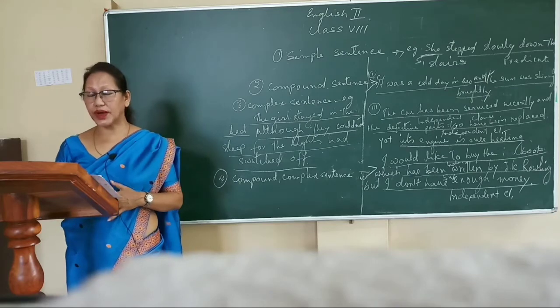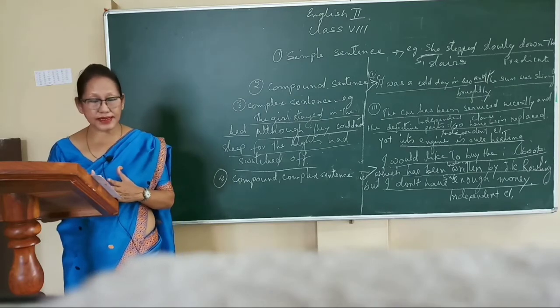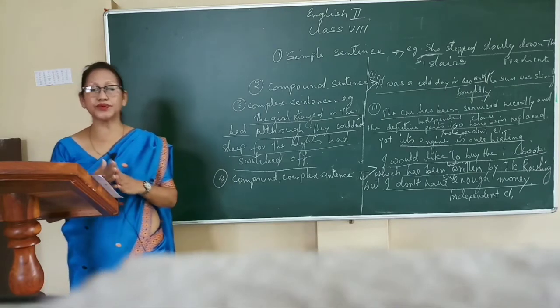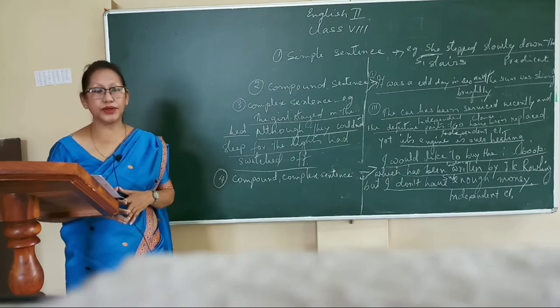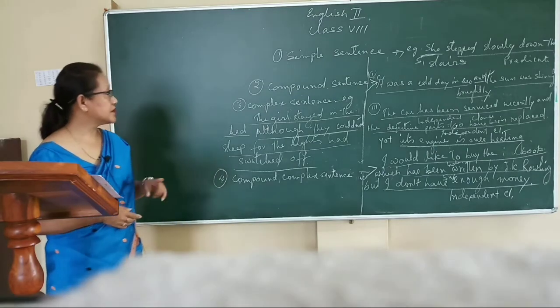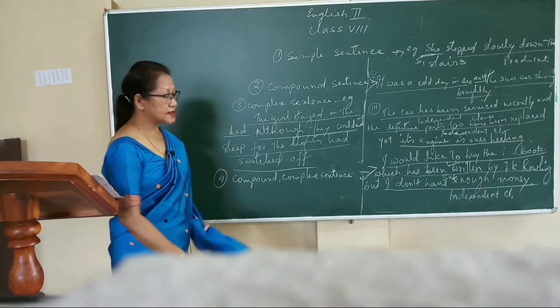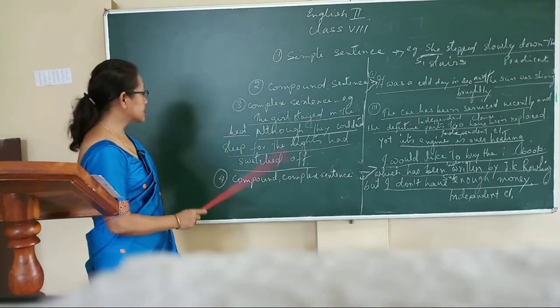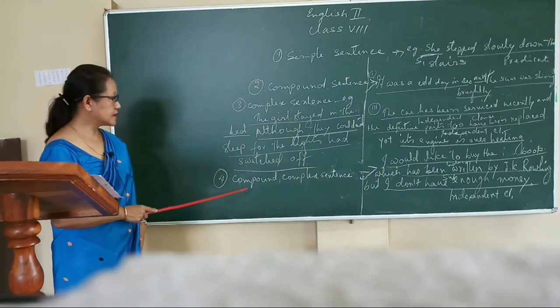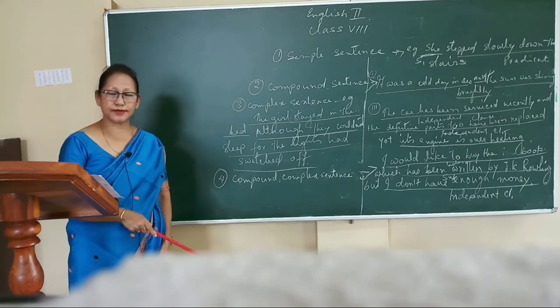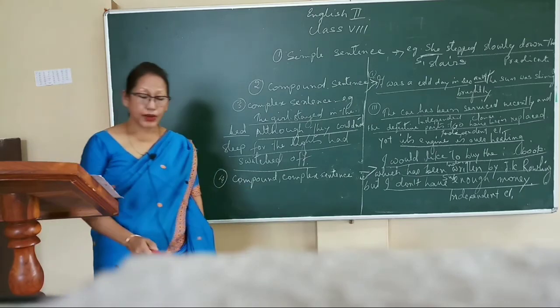Let me summarize once again about the structure of sentences. In the structure of sentences in English grammar, there are 4 types: first, the simple sentence, compound sentence, complex sentence, and compound complex sentence. I hope it is clear to you.